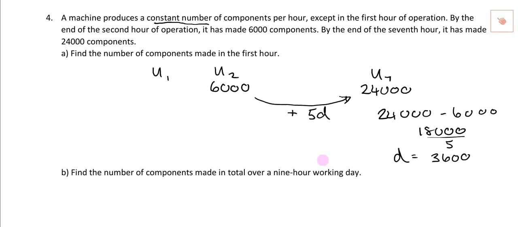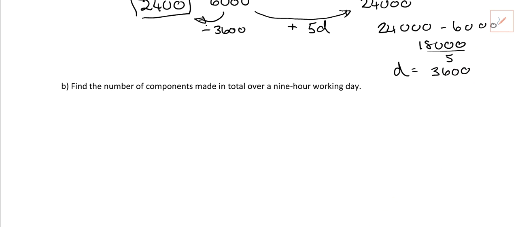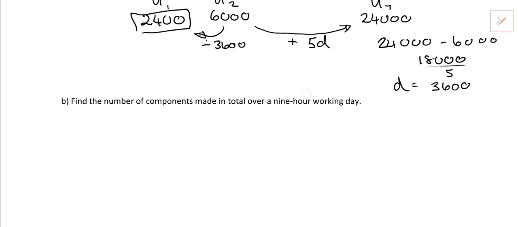I then just need to subtract, not divide, subtract 3,600 from there, and I get 2,400 for U1, the number of components made in the first hour. You might have done it in a different way, but it's fine by me this way. Find the number of components made in total over a 9-hour working day.